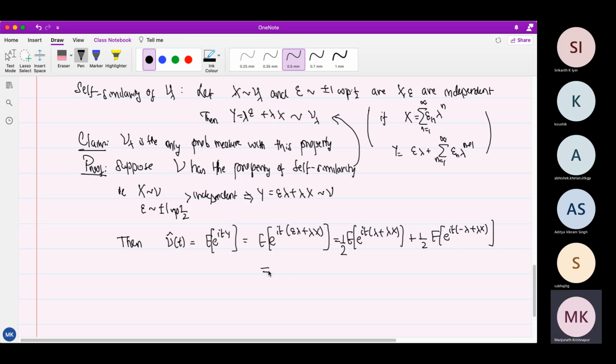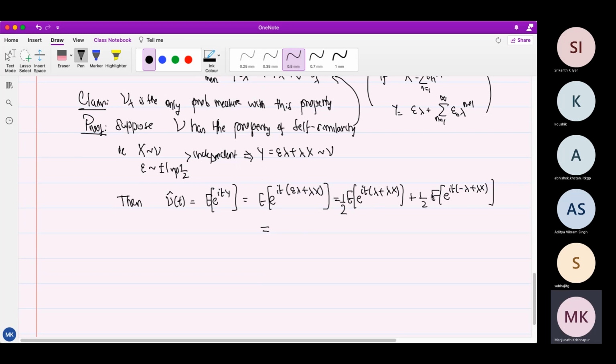Okay, so what does that make it? You see that expectation e to the it lambda x is common here. What are you left with? e to the i lambda t plus e to the minus i lambda t by 2, which is just cos lambda t. Cos lambda t times, x is again nu, x has distribution nu, so this is nu hat of lambda t. So you get this relationship for the characteristic function of nu, that nu hat of t is nu hat of lambda t times cos lambda t.